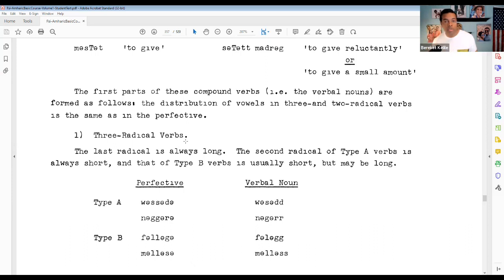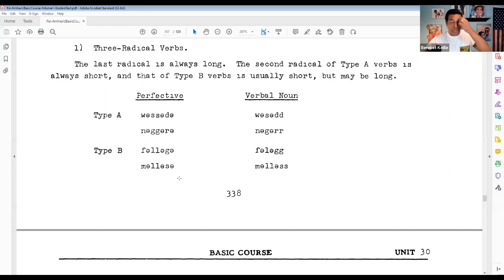When we look at the first part of these compound verbs, or verbal nouns, you'll see the distribution of vowels in 3 and 2 radical verbs. As with other sections where you saw vowel distribution, it's about understanding how those vowels change, how the forms change as you go from one tense to another, or from infinitive to verbal noun, et cetera. So wasada becomes wasad, nagara becomes nagar, falaga becomes falag, malasa becomes malas, and so on.